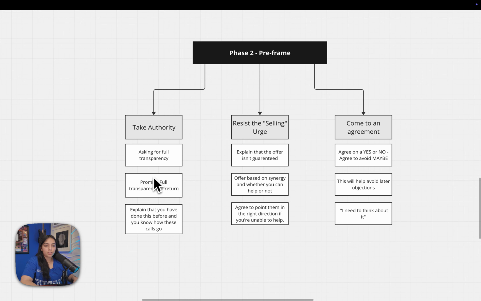Now, the next part in phase 2 is resisting the selling urge. Don't show any desperation because that's a trait that nobody will be attracted to, and this could not be more accurate in an AI agency sales call.